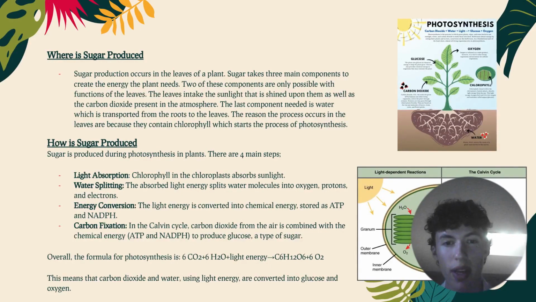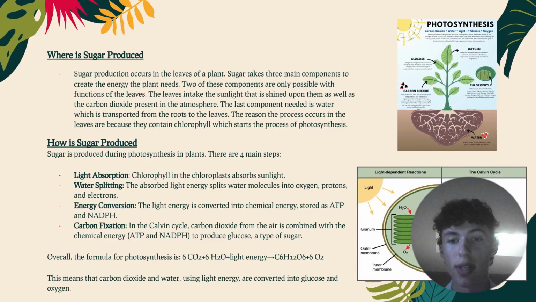How is sugar produced? These are the four main steps. Light absorption, like I said. Water splitting, where the absorbed light energy splits water molecules into oxygen, protons, and electrons. This is where the energy is created. Energy conversion: the light energy is converted into chemical energy, stored as ATP and NADPH. And then lastly, carbon fixation. Basically, in the Calvin cycle, carbon dioxide from the air is combined with the chemical energy, ATP and NADPH, to produce glucose, which is the sugar, which is the energy of the plant.